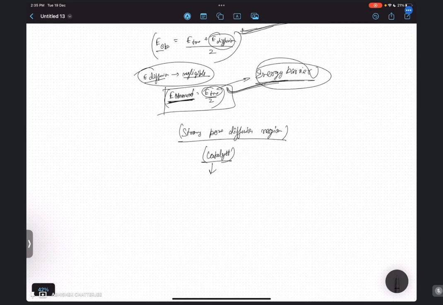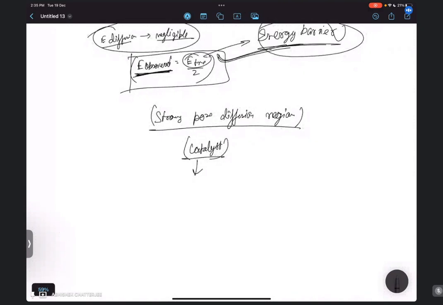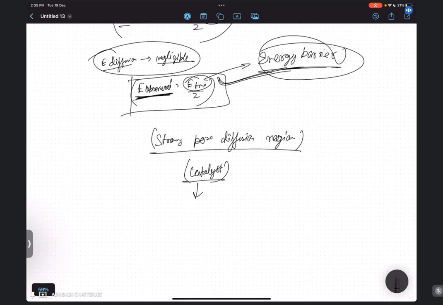ठीक है, तो ये चीज समझ में आ रहा है ना कि कैटलिस्ट का यूसेज क्या कर दे रहा है। In the strong pore diffusion regime, what is happening is that the usage of this catalyst is reducing this activation energy, or the energy barrier, to half of its value. That's why the rate of the reaction inside the pore is very fast, and the mass transfer is your rate controlling. Okay.